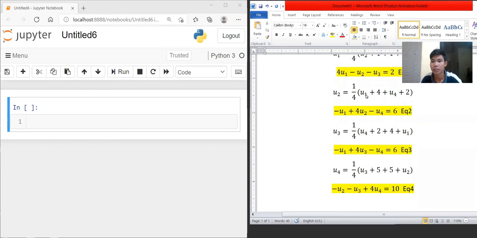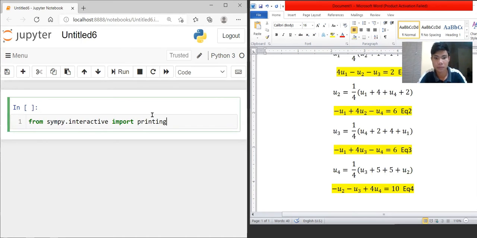So ngayon na na-plot na natin yung ating matrix and ating 4 equations, proceed tayo dito sa ating Python notebook, which is solve na natin yung problem involving partial differential equation. So first is kailangan nating mag-import ng mga kakailanganin nating modules like SymPy. Import natin dyan yung printing.